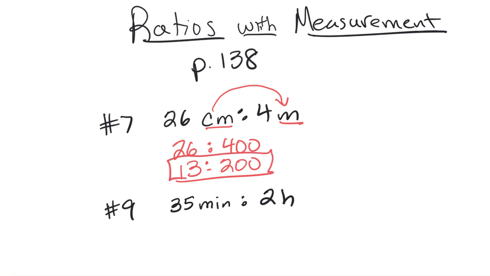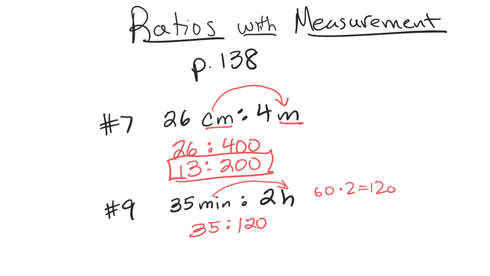For number 9, 35 minutes is being compared to 2 hours. It's a ratio of 35 minutes to 2 hours. We have to know how many minutes there are in an hour, which is pretty easy. There's 60 minutes in an hour. So this is actually the ratio of 35 to 120, and that would be 60 times 2 would give us 120. How can I simplify this?